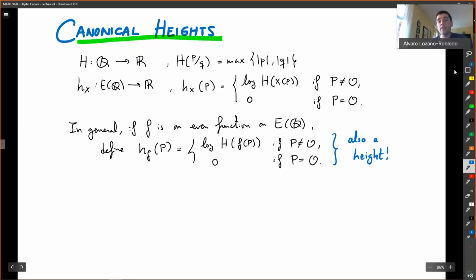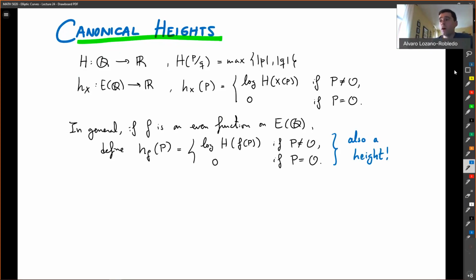Remember that the definition of height was the 3 properties we needed for the descent theorem to work: that the height of m times P is approximately m squared times the height of P, that the set of points of bounded height is finite, and that when you fix Q and add P, the height of P plus Q is smaller than the height of 2P, regardless of what P you choose, essentially.